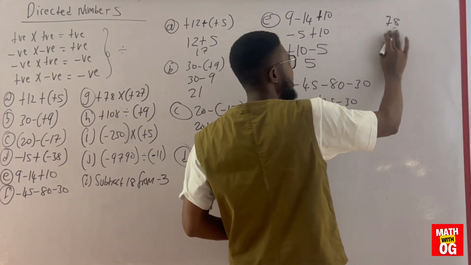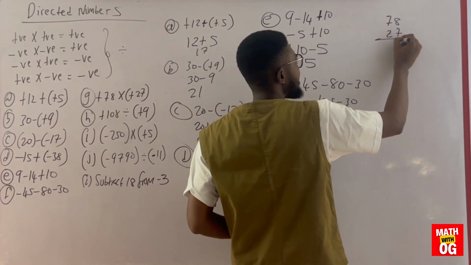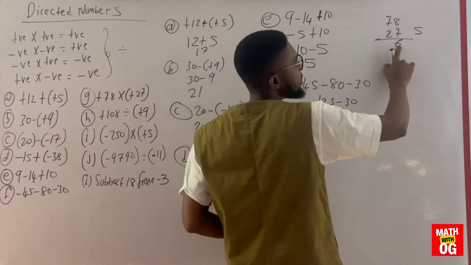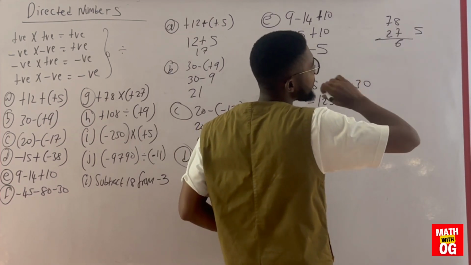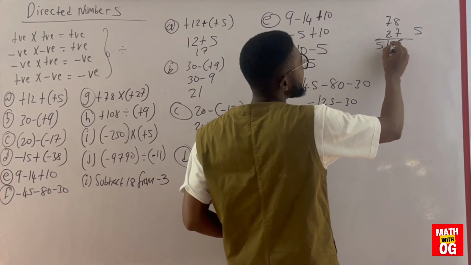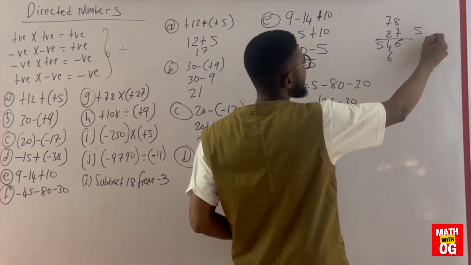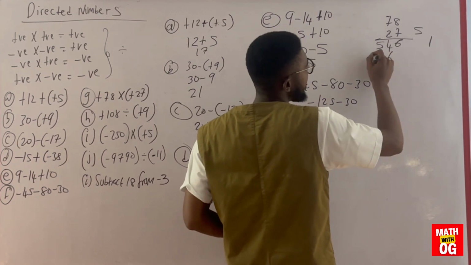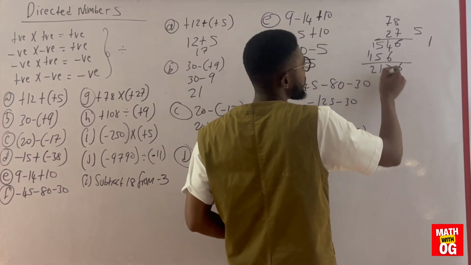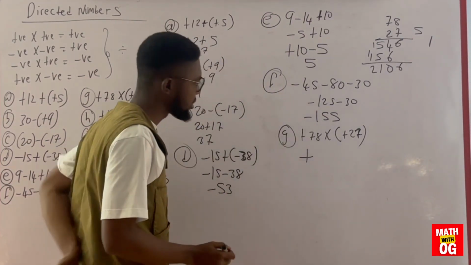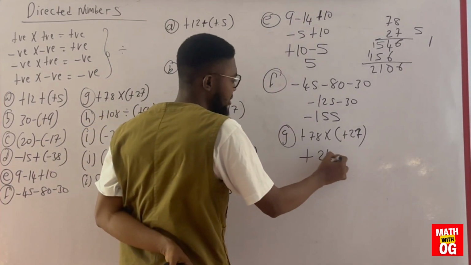78, 27. 7 times 8 is 56. Put down 6, carry 5. 7 times 7 is 49. 49 plus 5 is 54. 2 times 8 is 16. Put down 6, carry 1. 2 times 7 is 14 plus 1, 15. So this is 6, 0, 1, 1, 2. 2106. So we have a positive 2106.